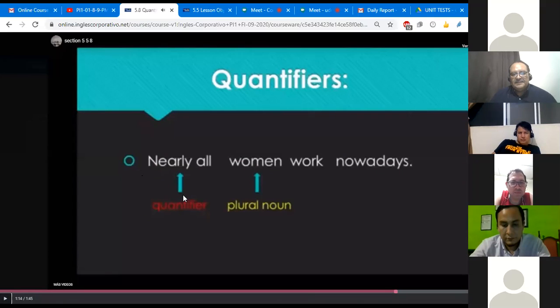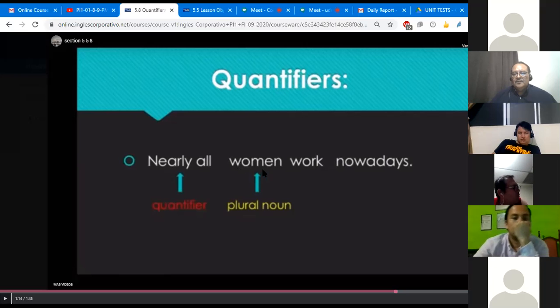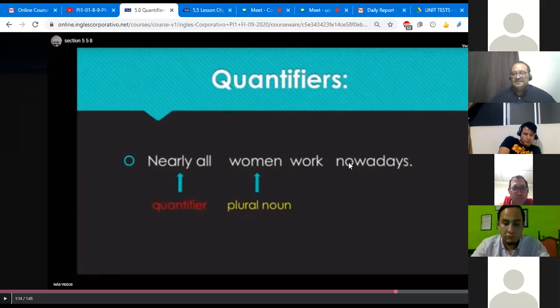And this is the important thing: here we use the quantifier at the beginning of the sentence. Nearly all, many, not many, a few. And then we have the plural noun, and then the action, and then you have a complement. For example, nearly all women work nowadays. Nearly all women work, let's say, in offices. I'm not sure, but this is only an example.